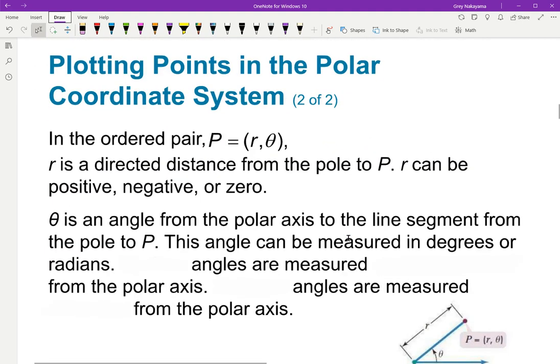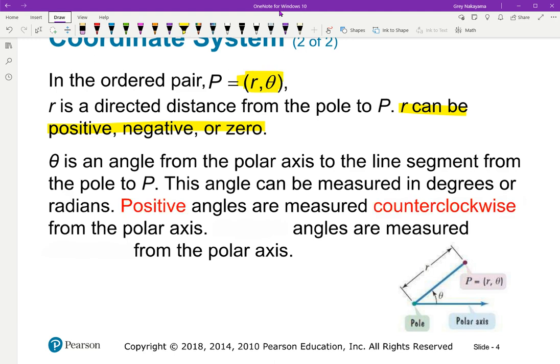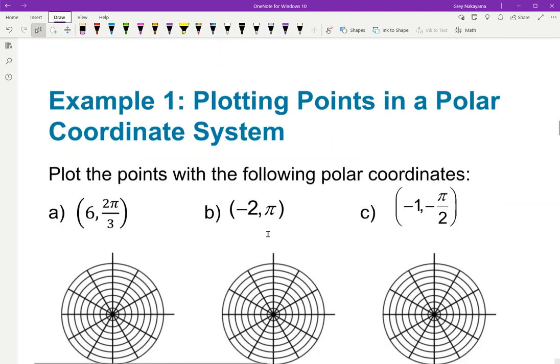Keep in mind that r can be either positive or negative, just like both our x and y can be positive or negative or 0. So can that r value in our ordered pair r theta. The angle, positive angles are still measured counterclockwise, negative angles are still measured clockwise. Let's just go and do some examples.